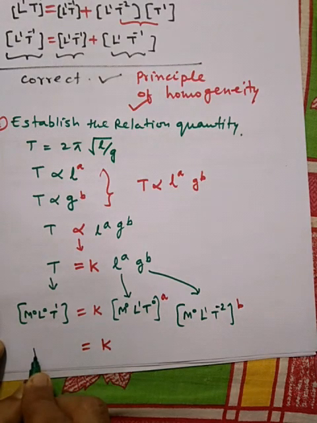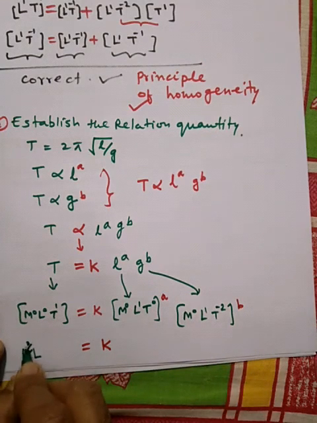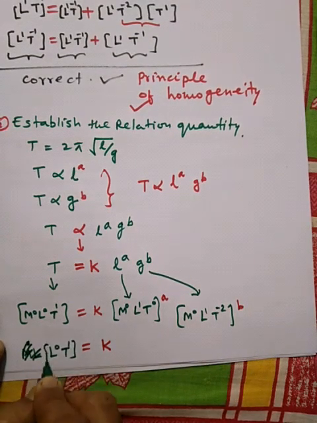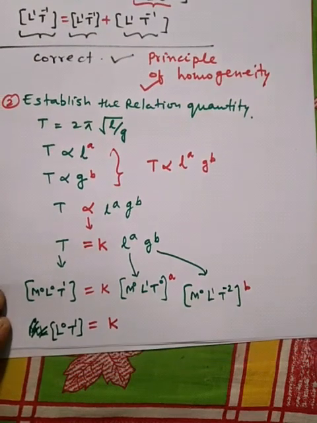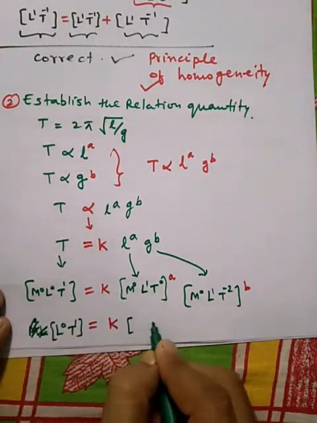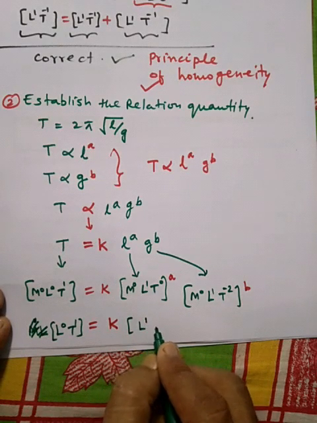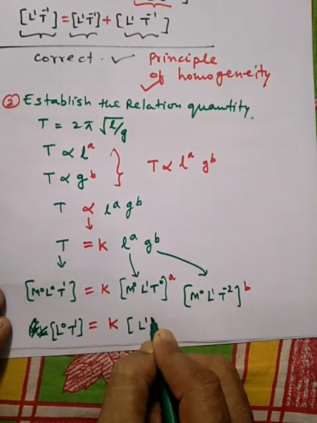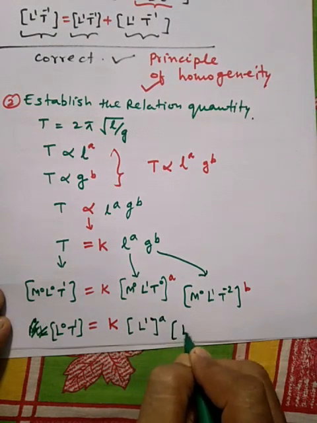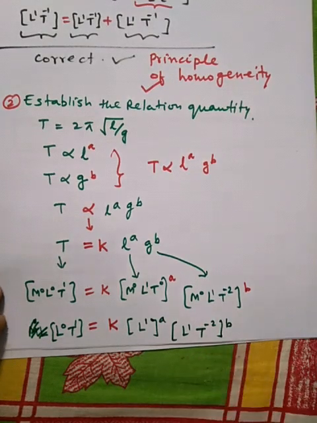This side we have M absent everywhere, so M is not written. L0, T1. Now k as it is. Here M is absent in all, so M is not written. L1, T absent, raised to power a. M absent, L1 T minus 2 raised to power b.